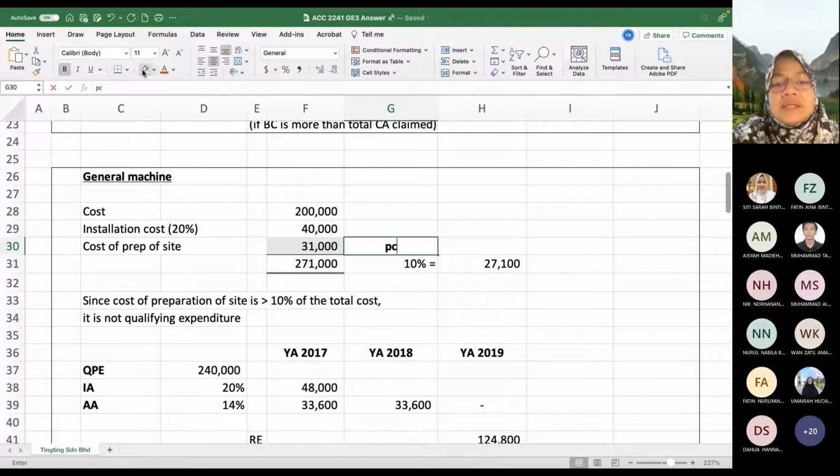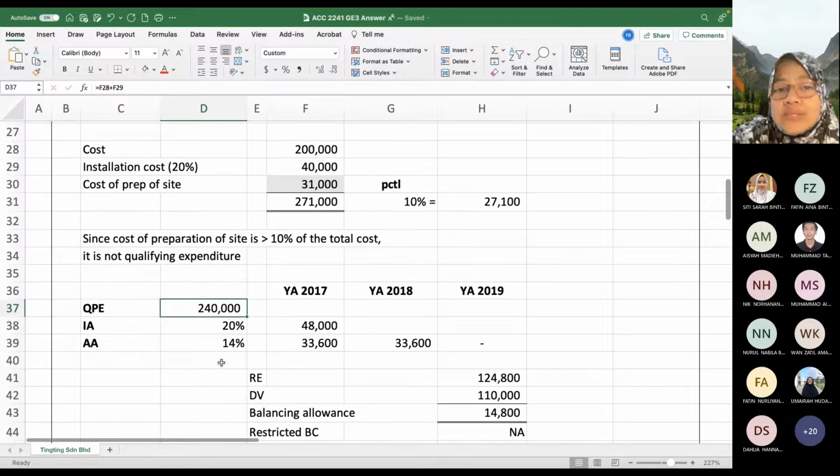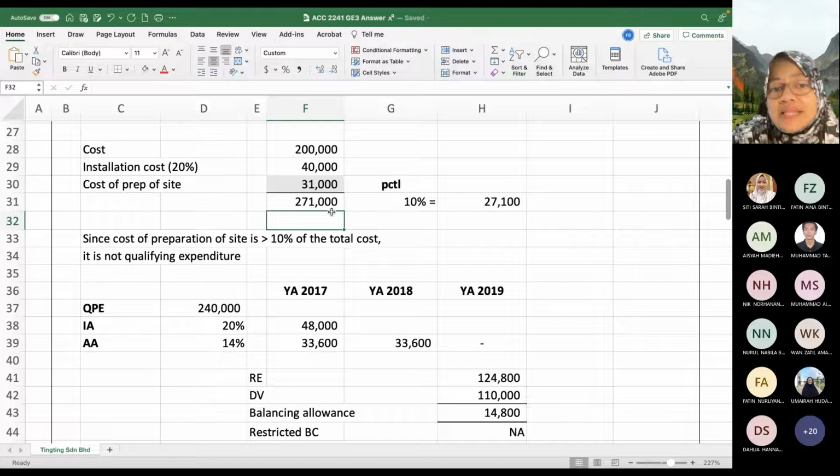So I call it a PCTL. Yeah. So it's a non-qualifying. So what is the qualifying expenditure? It's only the cost and the installation cost. Yeah. So in that case, you have a qualifying expenditure of 240,000 instead of 271,000.